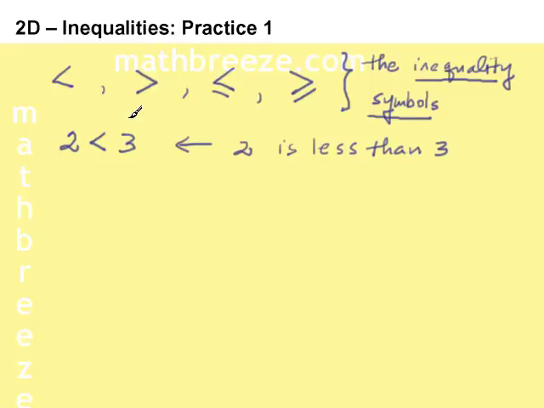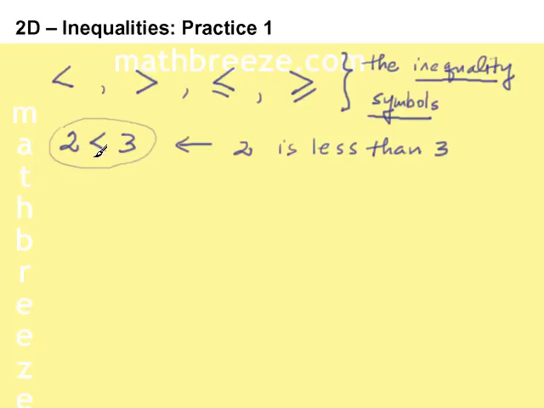Here we have four inequality symbols. The first is less than, then we have greater than, then less than or equal to, and greater than or equal to. This statement is read 2 is less than 3.